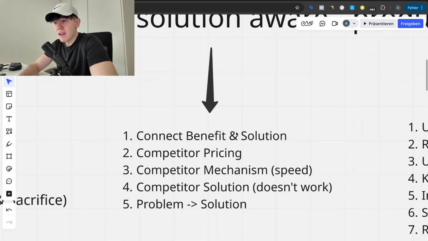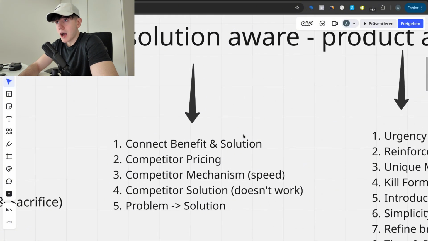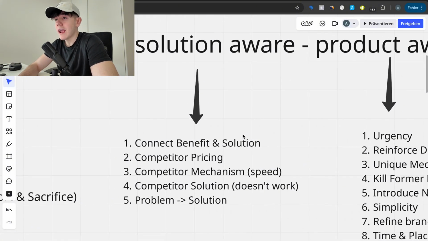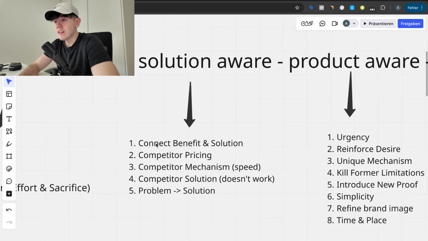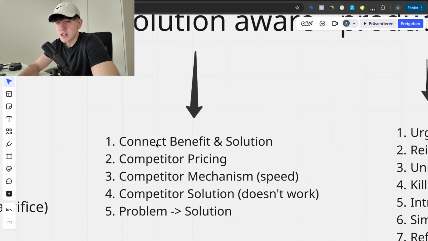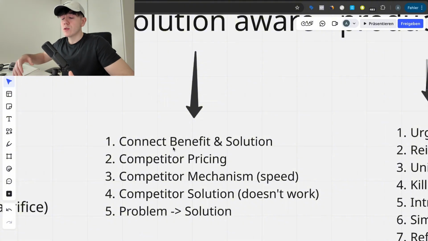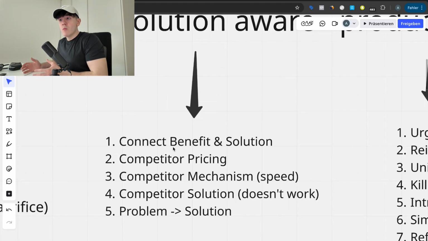And so connect benefit to solution is something which is obvious, but no one really does it. If you look at any ads, especially beginners and especially dropshippers that don't compete on product, all they do is they start listing out features and benefits, but people don't care about that, right? So you always have to give a benefit and then connect it to your solution. So you could say, achieve XYZ with our solution, right? This is the easiest way to turn someone product aware.